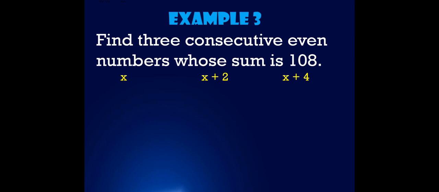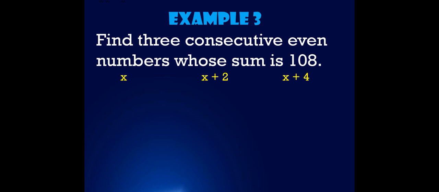Next, example number 3. Find 3 consecutive even numbers whose sum is 108. Since 3 consecutive na to at even numbers daw, so ibig sabihin, kung si first number ay x, si susunod ay x plus 2, at dahil even numbers pinag-uusapan, plus 2 ulit siya. So, kaya naging x plus 4 na. So, yan yung tatlo nating even numbers na magkakasunod.